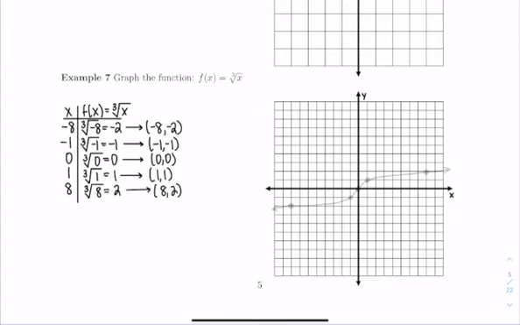So let's go ahead and plot these points, starting with negative 8, negative 2. Then we have negative 1, negative 1, 0, 0, 1, 1, and then 8, 2. And so that's the basic gist of what a cube root graph would look like.